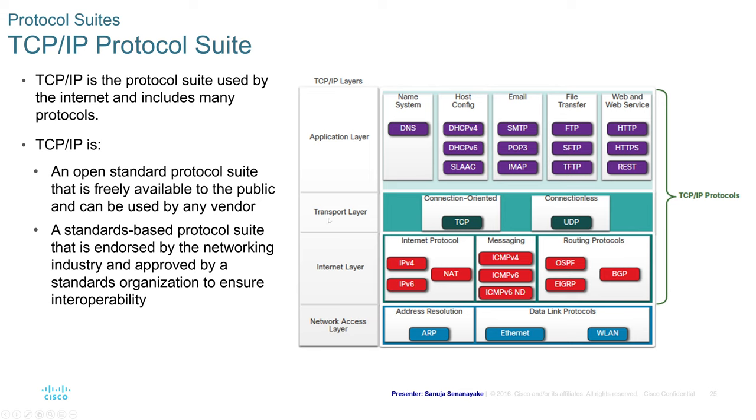So the TCP/IP layers are described as the application layer, transport layer, internet layer, and network access layer. And under the application layer, we have multiple protocols included within it, such as DNS.